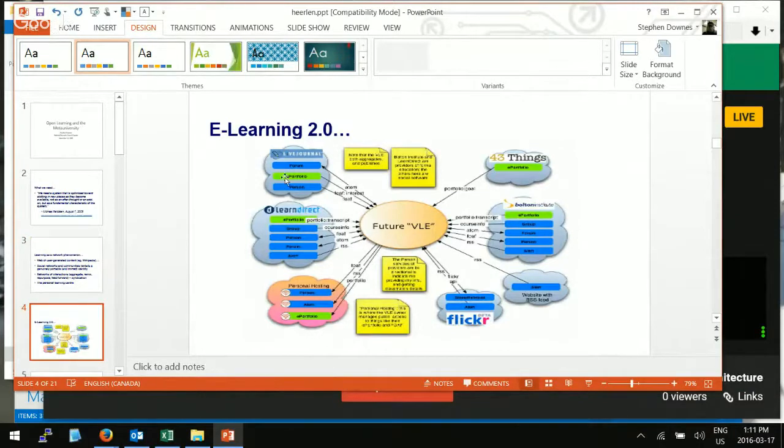And we see the future virtual learning environment at the center, surrounded by various services that can be plugged in on an as-needed basis. Services including Flickr for photographs, 43 Things for to-do lists, even a learning management system, even a blogging system, and more.